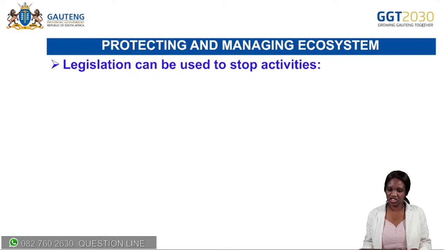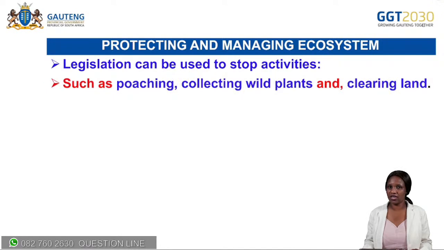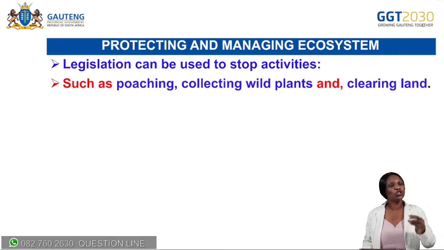And then legislation can also be used to stop these activities. All right. Legislation can stop poaching, and they can stop collecting wild plants and clearing land. Because at times we poach, then animals near extinct. They become extinct because of poaching. Therefore, we should get rid of these poachers. We should put in place measures that these poachers will be jailed and sentenced.